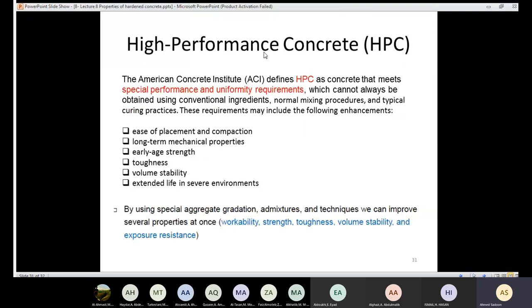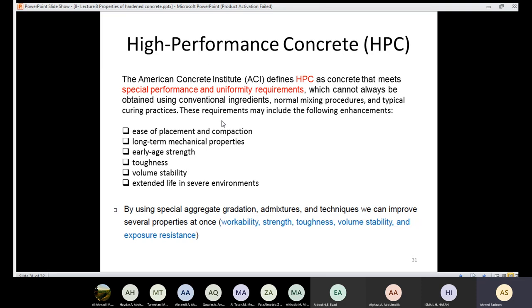Finally, we have the high performance concrete, HPC. According to the American Concrete Institute, they define high performance concrete as a concrete that meets special performance and uniformity requirements, which cannot always be obtained using conventional ingredients, normal mixing procedures, and typical curing practices. So what is this type of requirement? This one cannot be achieved using conventional ingredients or normal mixing.